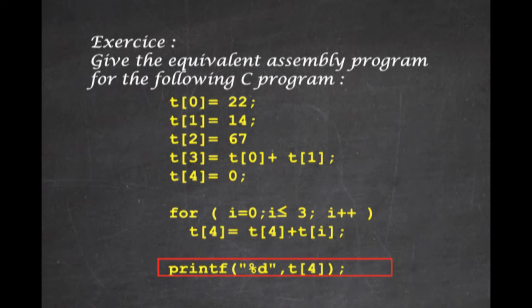So, what does this program do? First, the program initializes array items with different values. A for loop performs additions on these items. A result is displayed on screen. That's all.